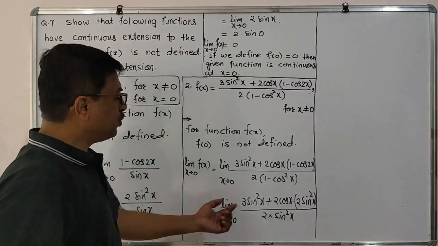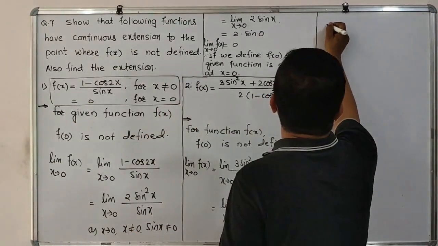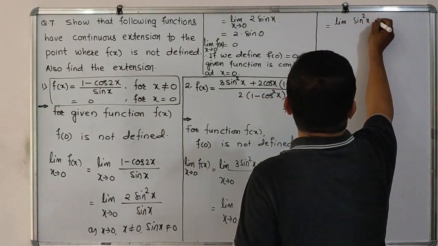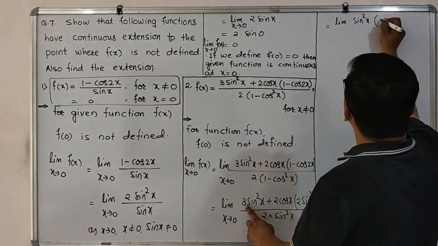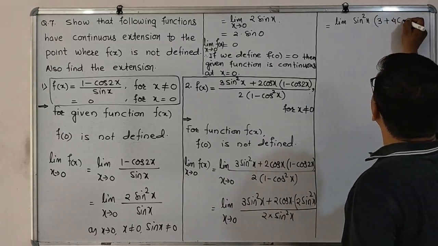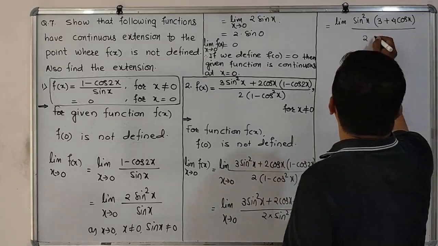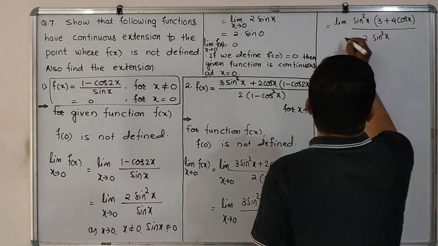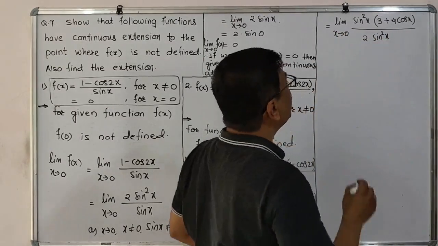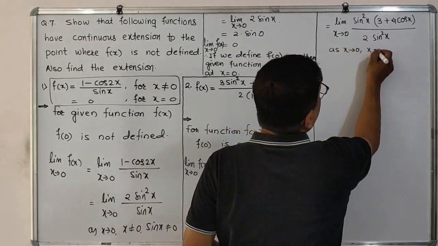Now we can take sin square x common from these two terms. We get limit of sin square x common into bracket, here 3 is remaining plus 2 into 2, it is 4 cos x, divided by 2 sin square x as x tends to 0. Now again this sin square x and sin square x will be cancelled, because we know that as x tends to 0, x is not equal to 0.